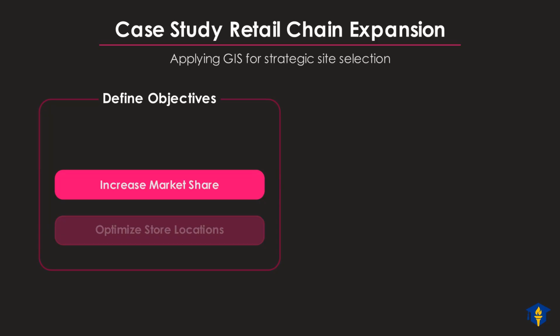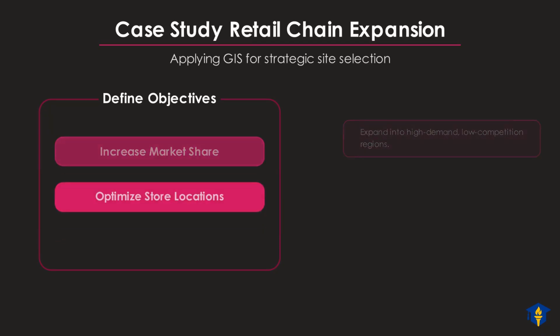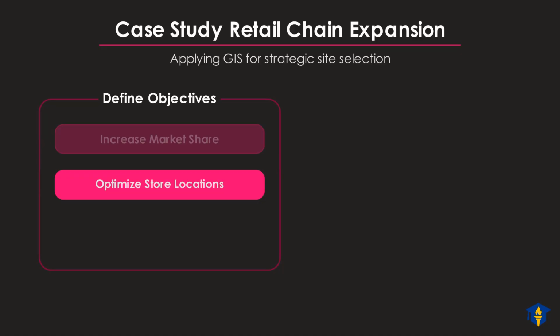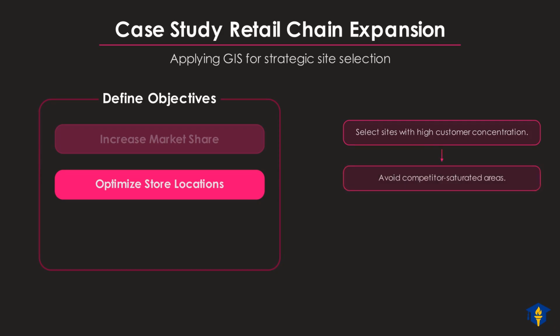A key objective is to increase our overall market share in the target regions. We aim to expand into areas exhibiting high customer demand and low competition. Another crucial objective is to optimize the locations of our new stores effectively. This means selecting sites with a high concentration of our target customers. We also need to avoid areas that are already saturated with our competitors.